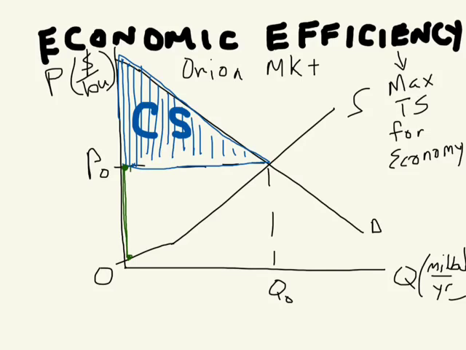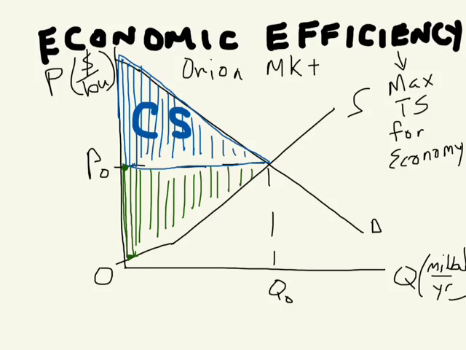This producer of the second unit got the market price, but would have been willing to supply the good for this low marginal cost. Third, fourth, fifth, sixth, seventh, we've got all these producer surpluses associated with each level of output. When we add them all together, we get this green shaded area. It's the area above the marginal cost curve or the industry supply curve, below the industry price line, and we call that producer surplus.